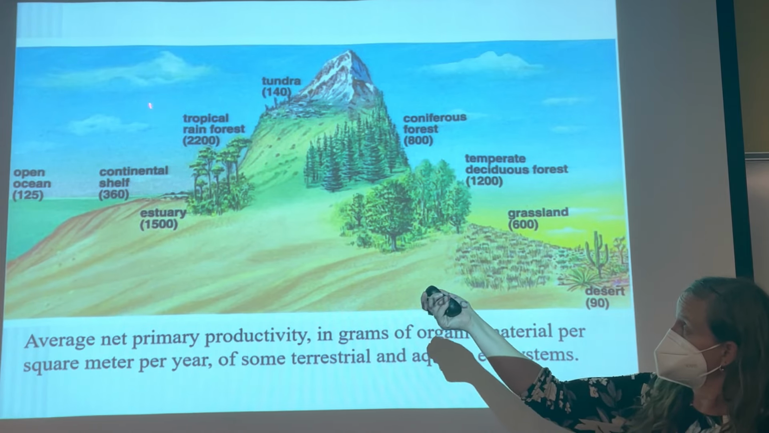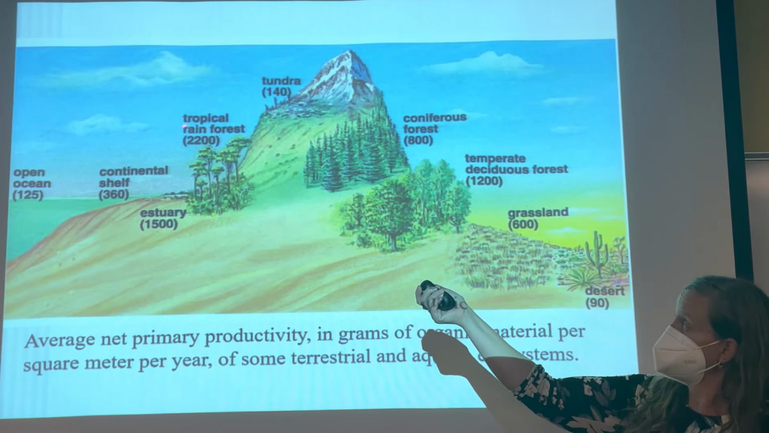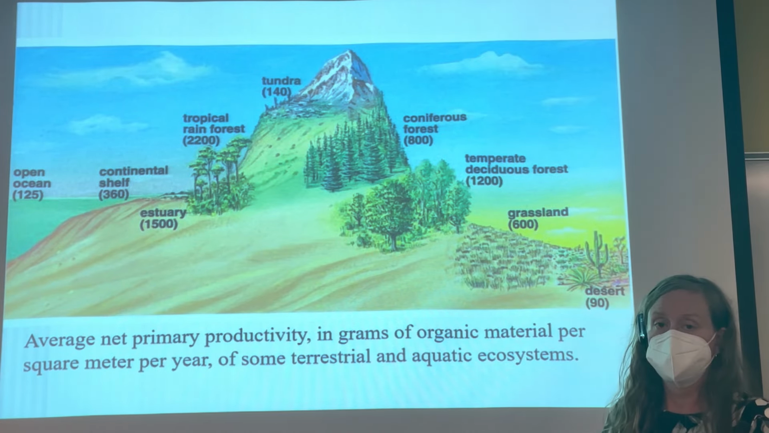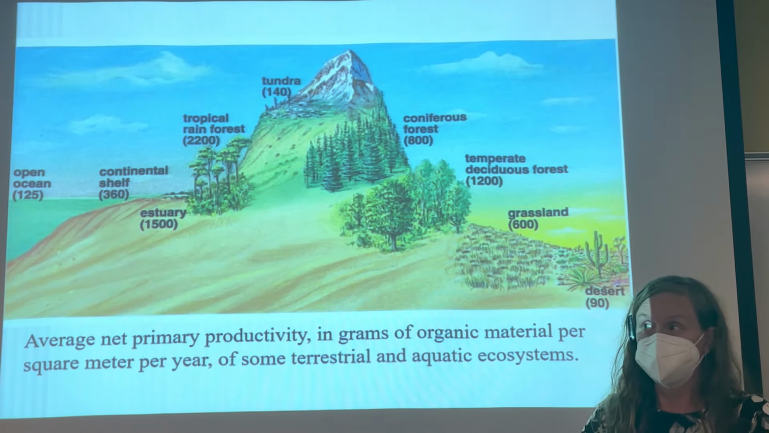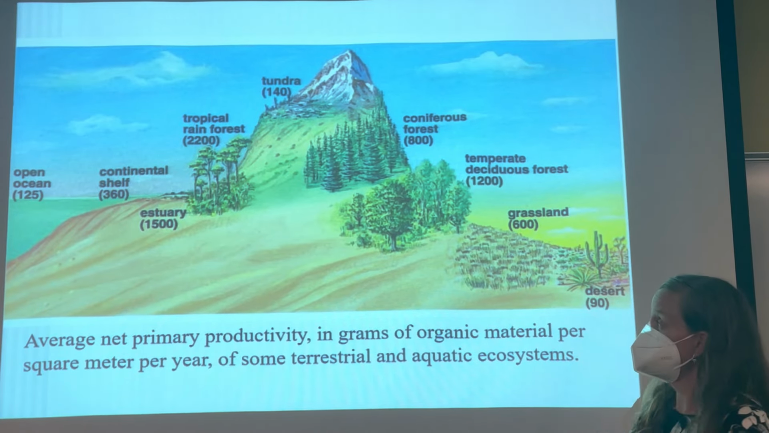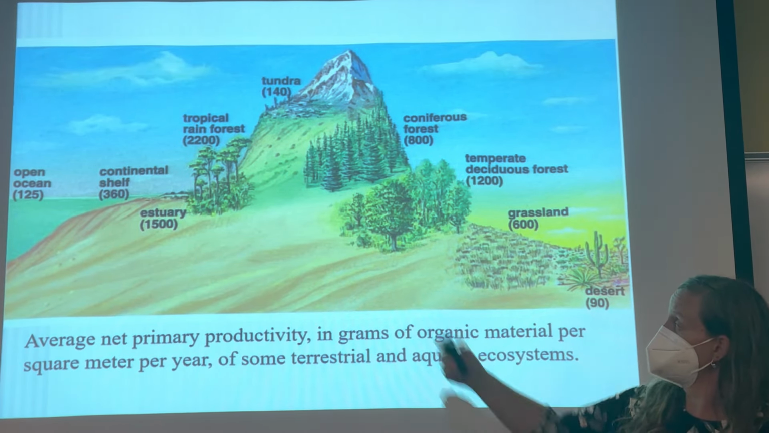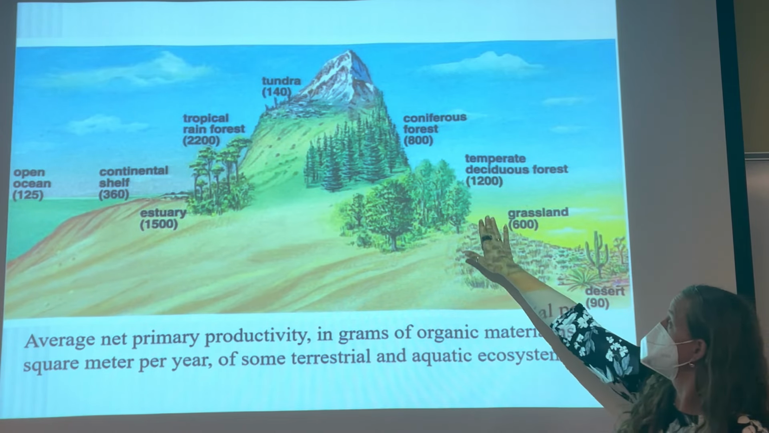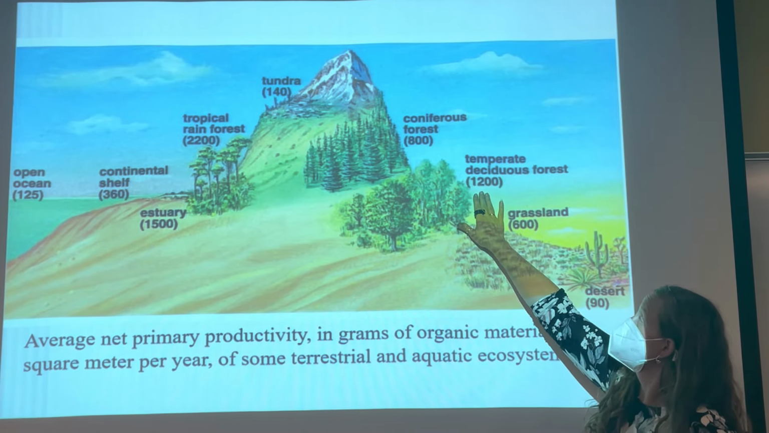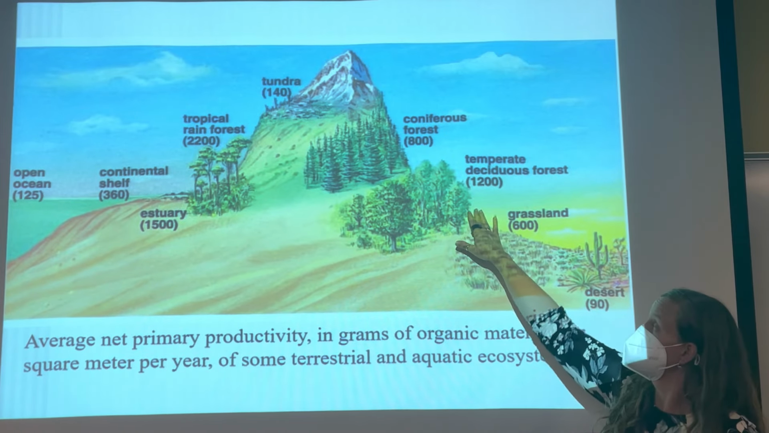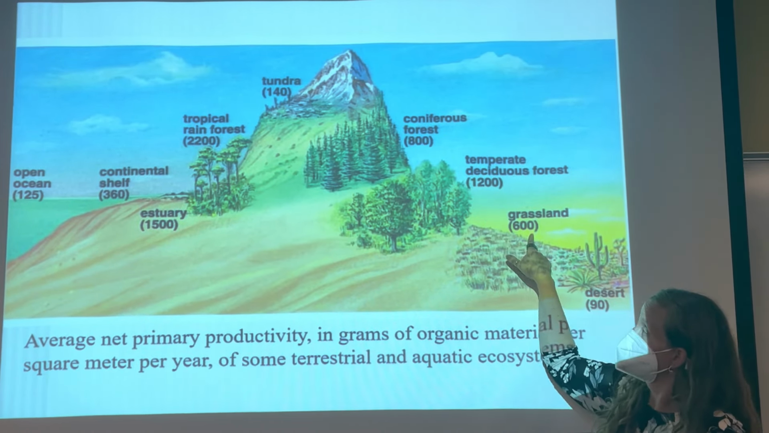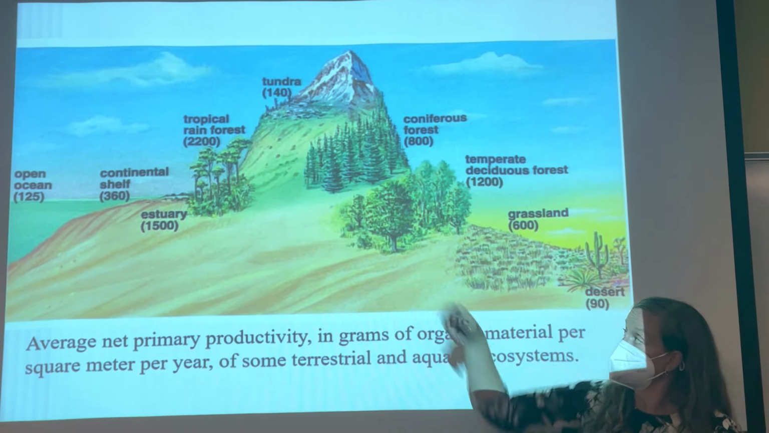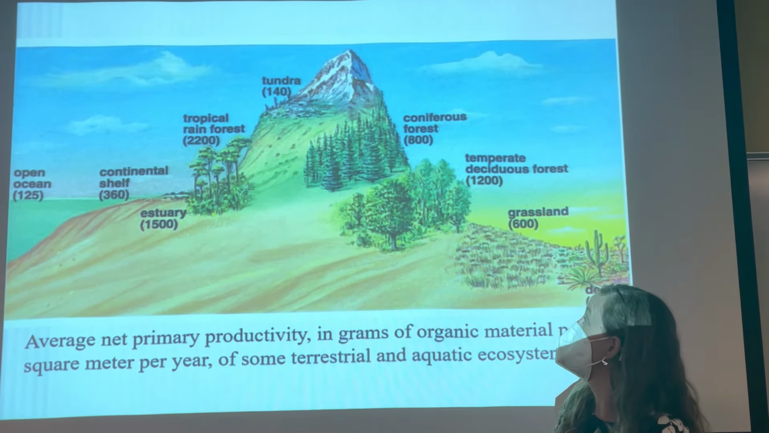So the tropical rainforest has a number of 2,200. It's very productive: nice, warm, sunny, with highly available water and nutrients, and so they have a really high productivity level. If we look at a place like where we live, for example, the temperate deciduous forest or the grassland, the prairie, we can see those numbers are about half or less than what the tropical rainforest is here.